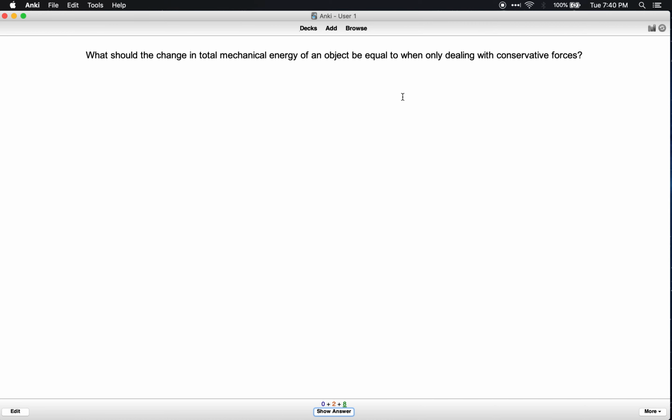So what should be the change in total mechanical energy of an object when dealing with conservative forces? So delta E equals 0. Yeah, delta E equals 0.